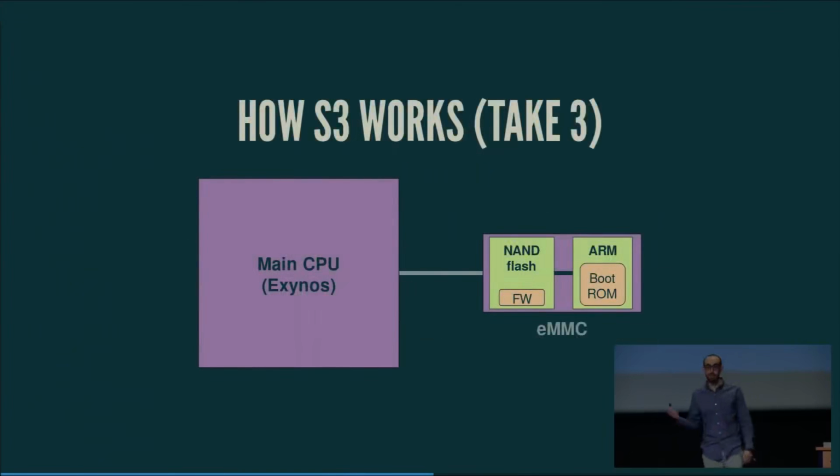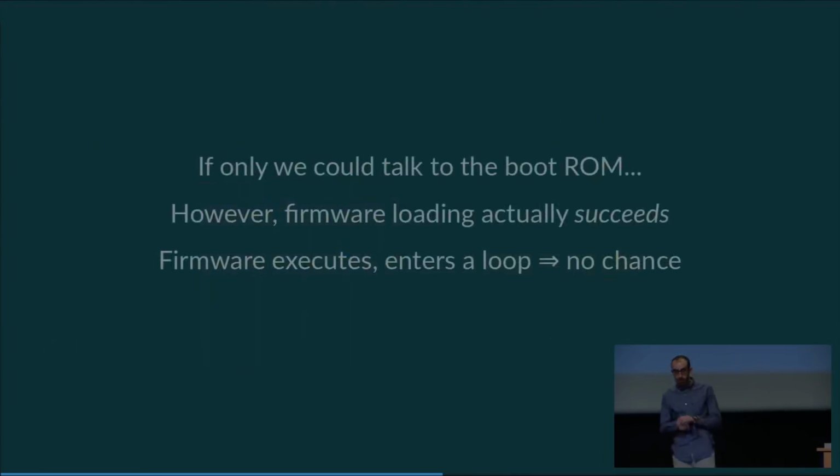my current understanding about how S3 works. So inside the eMMC, you have two silicon dies. The first is an ARM chip, which has a boot ROM, which loads the firmware from the external NAND flash and then boots it. So if we could ever talk to the boot ROM, this might be interesting because we could maybe do something interesting. But the firmware loading actually succeeds because the firmware is still intact. The boot ROM will load the firmware that is still there, and it will jump into it, and the firmware executes and goes into an infinite loop. So there's no chance of ever talking to the boot ROM, right?